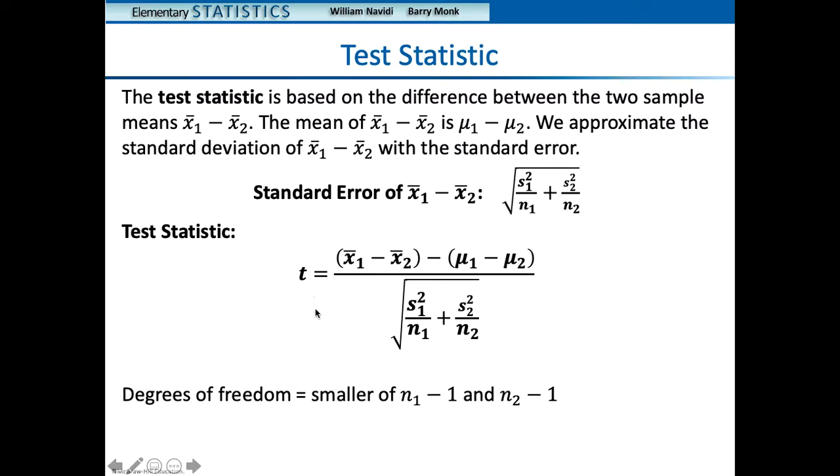And the number of degrees of freedom is based off of the smaller of the two sample sizes, right? Remember that previously we said degrees of freedom is 1 less than the sample size. This time, though, we have 2 samples, so we would choose the smaller of the 2 samples and base our degrees of freedom off of that.